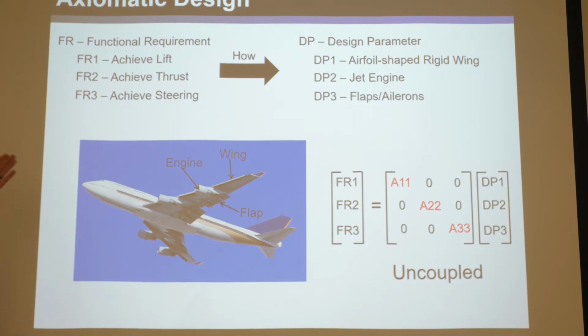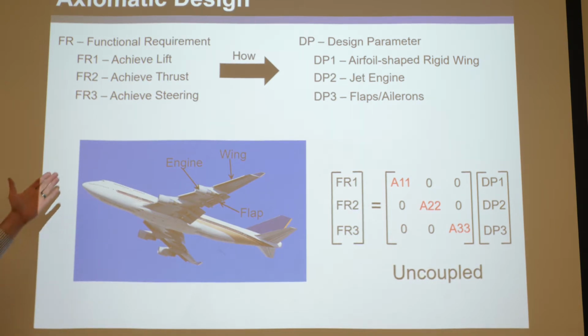And then what about thrust? Well, you get thrust in an airplane from a jet engine. Okay, you don't get thrust from the airfoil wing. You get it entirely from the engine, and you don't get lift from the engine. You just get a big force pushing you forward from the engine. Okay, so they're not coupled.